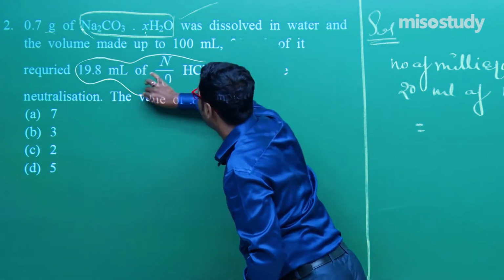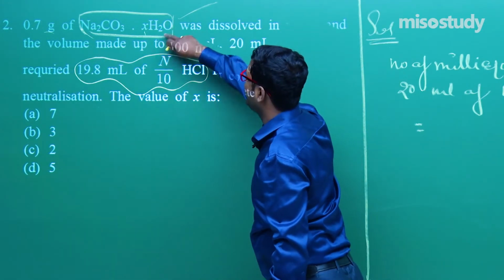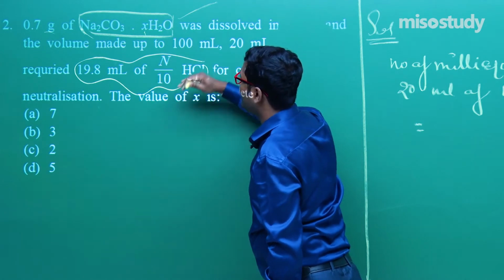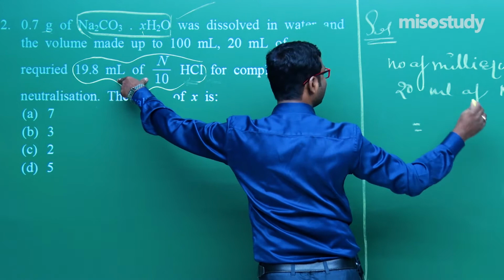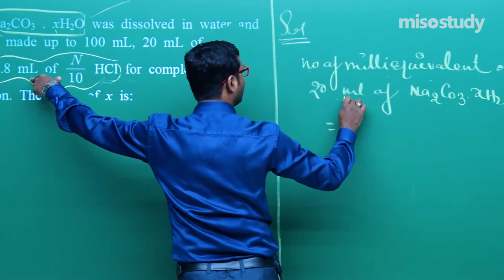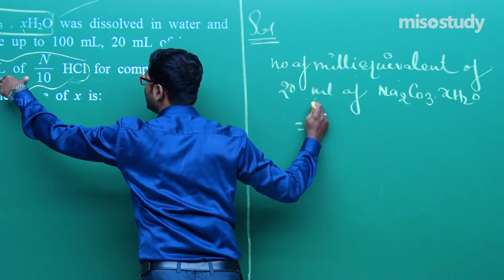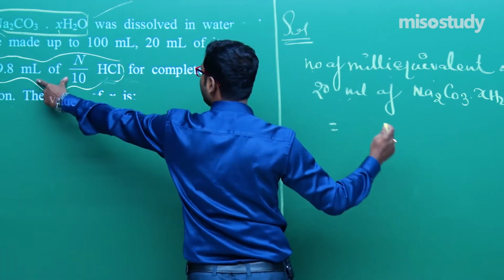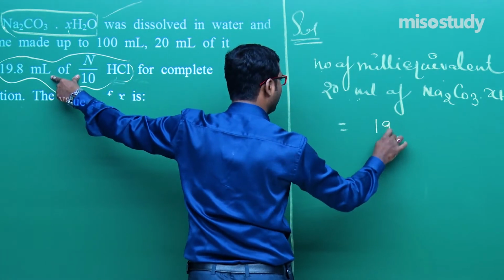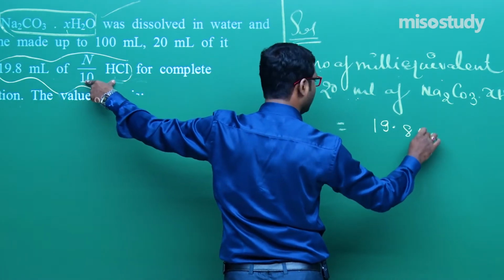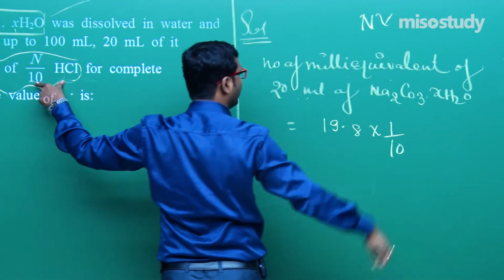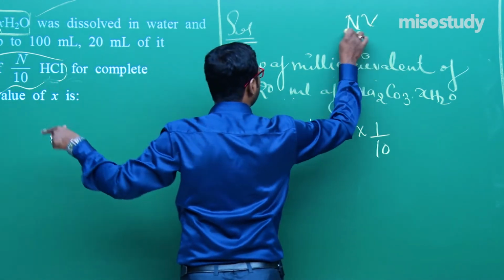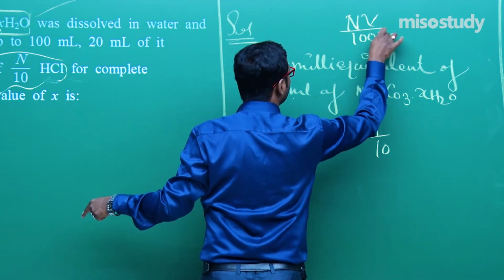As we know, the number of milli equivalents of Na2CO3 into XH2O will be equal to the number of milli equivalents of HCl. So here the data is given. The number of milli equivalents of 20 ml of Na2CO3 into XH2O will be equal to 19.8 into 1 by 10, because we know number of milli equivalents is equal to N into V divided by 1000.